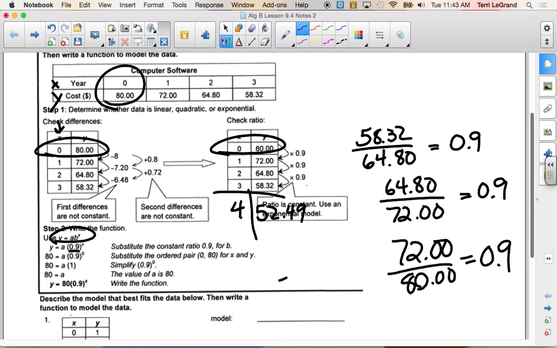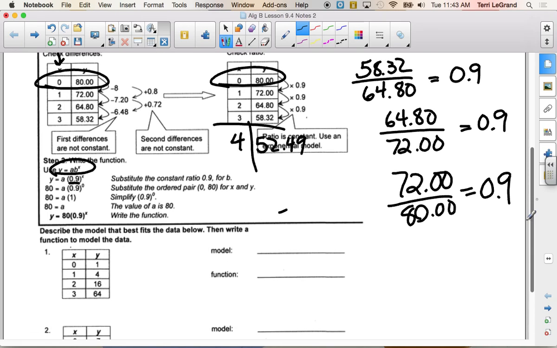But what we can do is, if we didn't have an x equals 0 in there, we could do exactly what they did right here. We could take an ordered pair from the table such as, oh that's an ugly one, let's take (1, 72). We could substitute into our y equals a times 0.9 to the x power. We could have put 1 in for x and 72 in for y, and we could have solved it and we would have gotten 80. Let's just see if we can make that work.